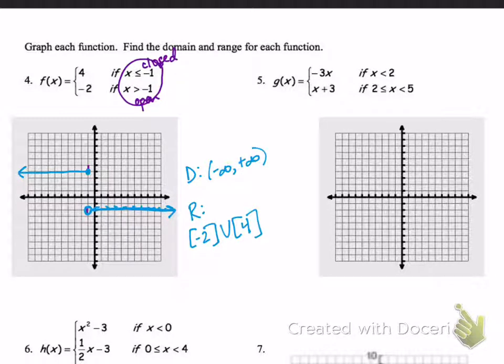Okay, we look at number 5, and this just takes practice. So I don't want you to get frustrated. It really just takes some practice and it takes some work. So your homework will be a good time. You'll have some time at the end of class to work on homework.